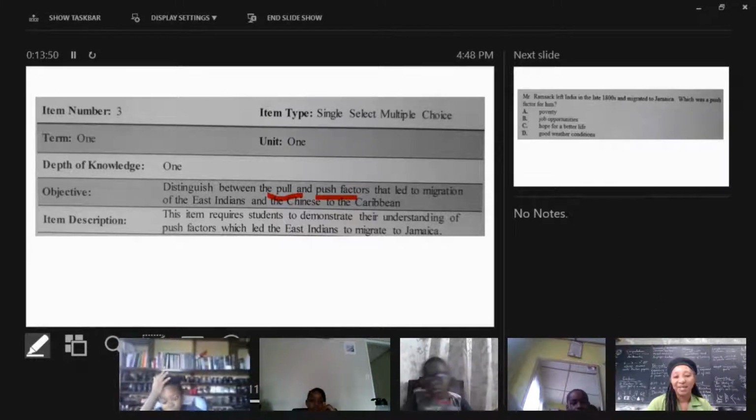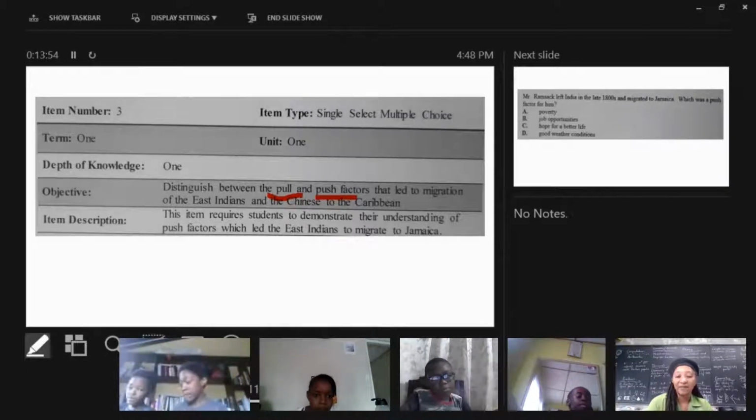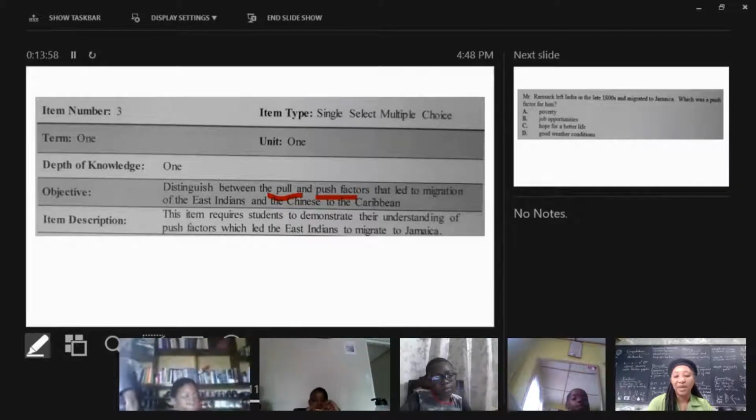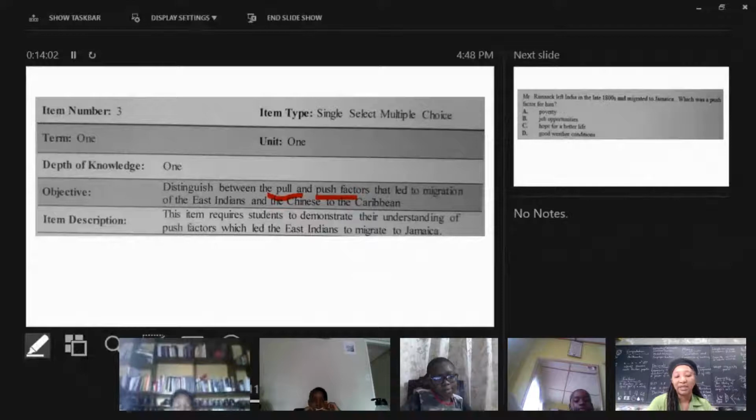I don't read the question yet. Janice says a push factor is when someone leaves a place for a better livelihood, and a pull factor is what makes someone come to a place. And Nia says a pull factor is something that would pull you or make you want to move to another place. All right, so everybody is right. So let's look at the actual question now.